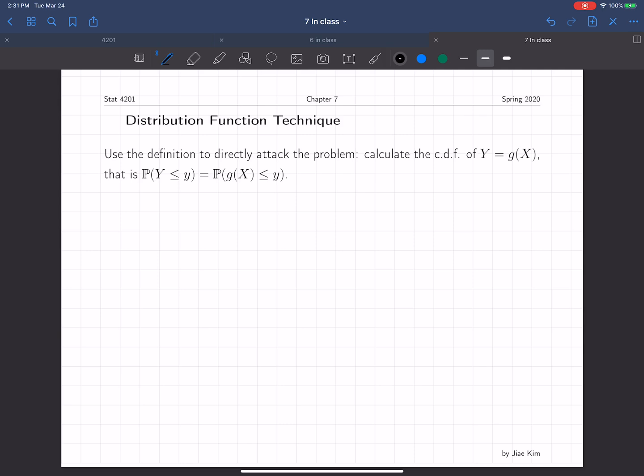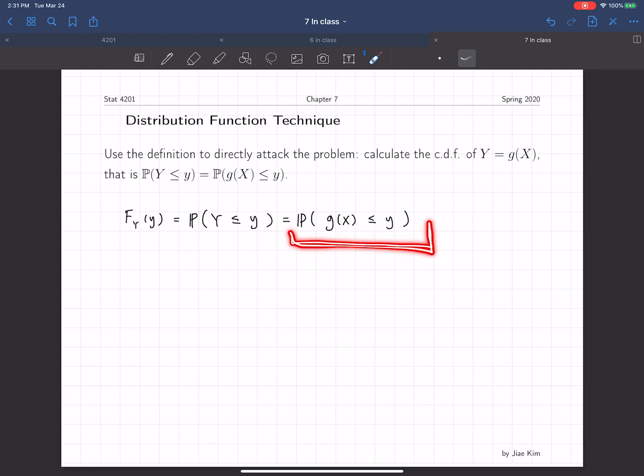The CDF of the new random variable Y is the probability of Y being less than or equal to small y. Since we don't have any information about Y, we use the information from X, reformulate this probability statement, and use the density function of X in order to find the CDF of Y. Let me show you one example, and that'll be the end of today's lecture.